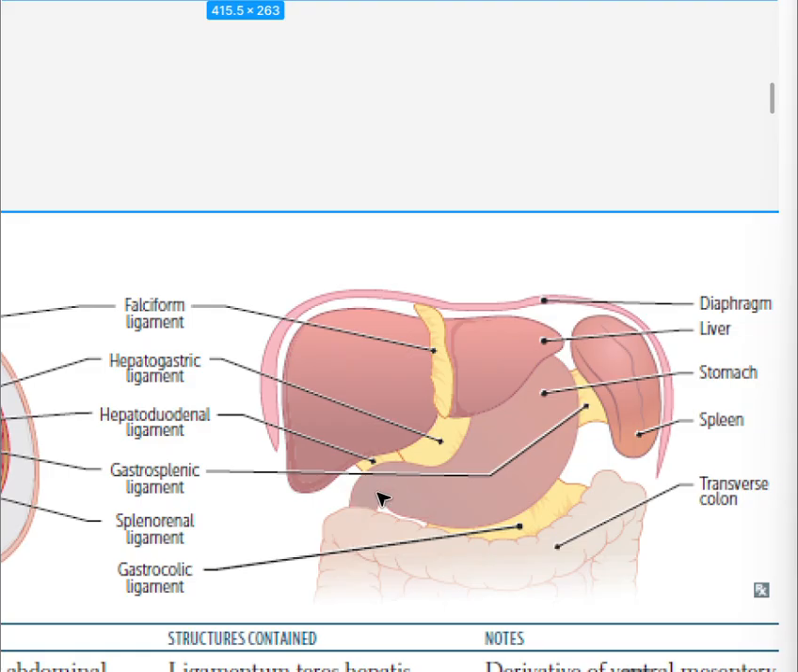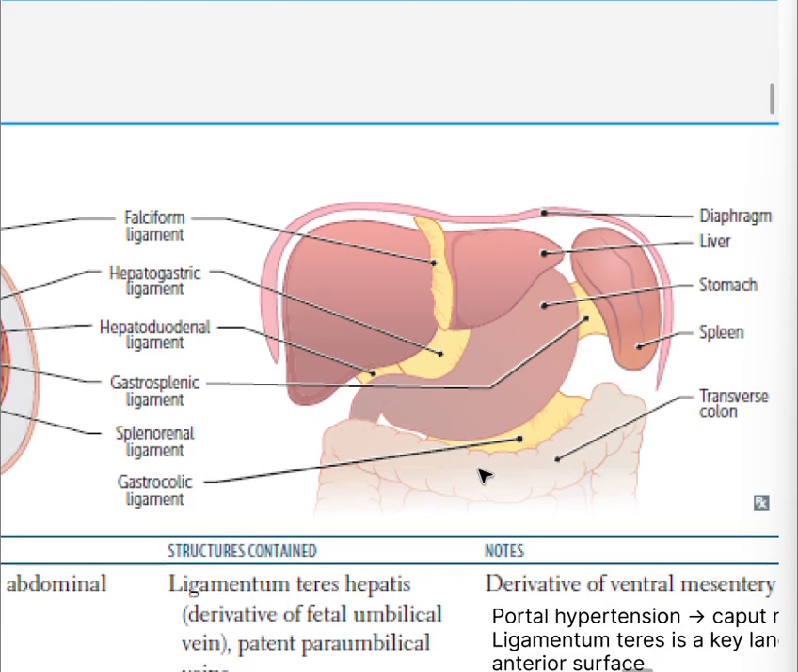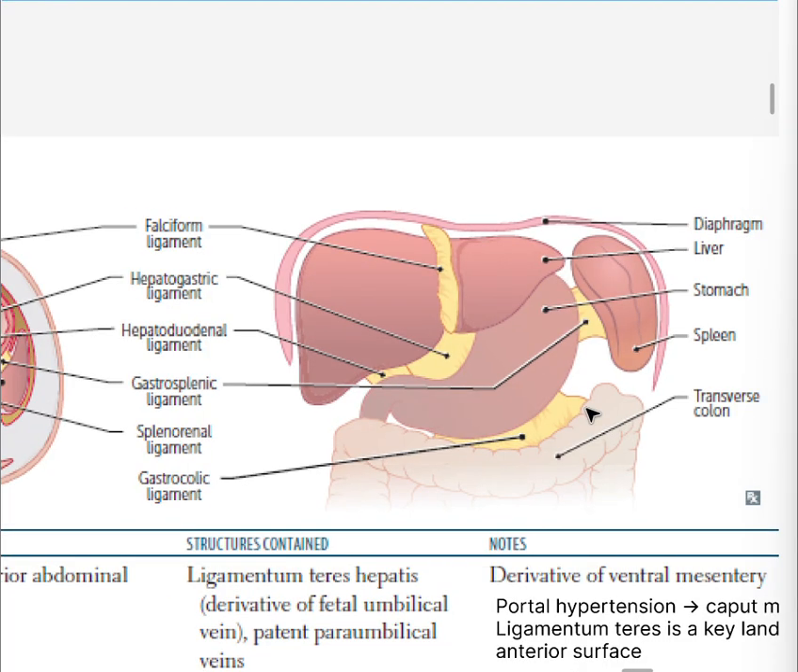What it contains, you can remember by using the mnemonic DAVE, right? D is for duct, the common bile duct, which lies on the right. A is for the artery, which is the proper hepatic artery, on the left. And posteriorly it has the vein, V, so it contains the portal vein posteriorly. It also comes from the ventral mesentery, and it's part of the lesser omentum.